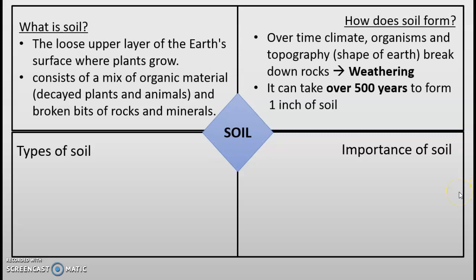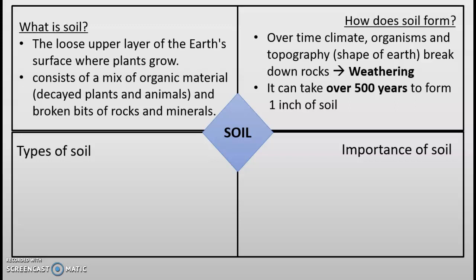The formation of soil is a very slow process. Over time, climate, organisms, and topography, which is the shape of our earth, are going to break down rocks. That is called weathering. Think way back to your last physical science class, maybe it was middle school for you, where you looked at weathering and erosion.